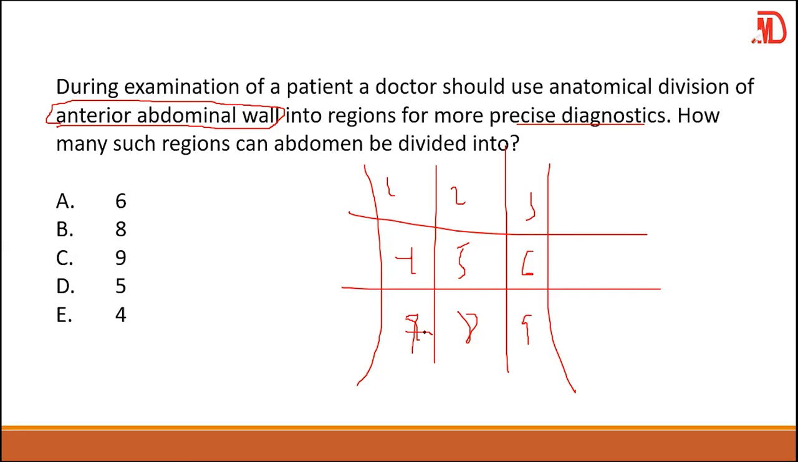So if you understand this, it helps you with diagnosis. And that's what you guys need to understand. So if you start talking about area number 1, you start thinking of what? Your liver. All right. Today's not the time for that. So over here, we are looking at 9 regions. All right.